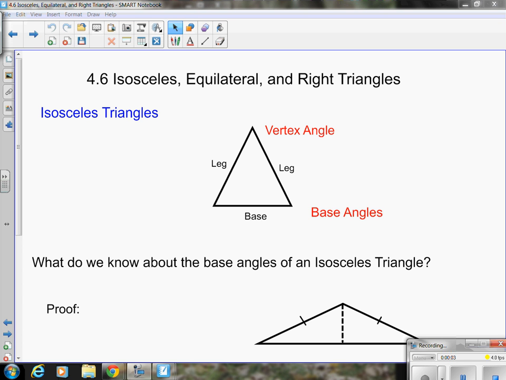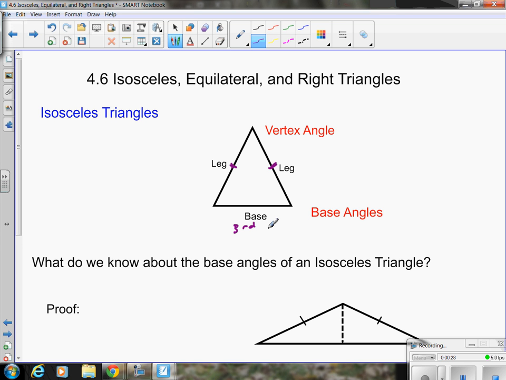4.6 isosceles, equilateral, and right triangles. Back in 4.1, we already talked a little bit about isosceles and right triangles. Then we talked about legs and hypotenuse and base. And with an isosceles triangle, the legs are the two congruent pieces. The base is the third side. So these are congruent to each other.